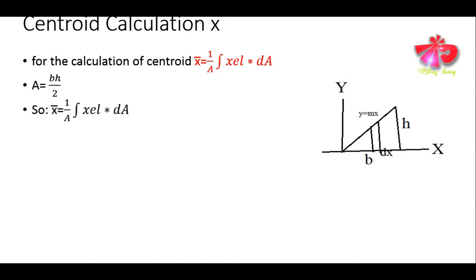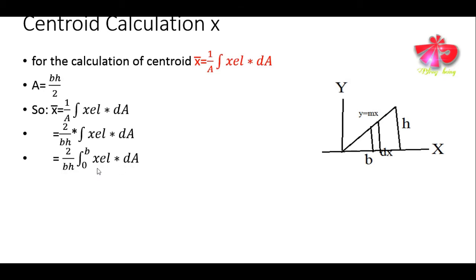So x bar will be 1 by A integration of x elemental into dA, and we need to substitute the value of A in this expression, so that we will get 2 by bh integration of x elemental times dA. We need to put a limit, because this figure runs from a certain origin to a certain endpoint. In this case we have taken the strip along the x direction, so the limit will be along the x direction, 0 to b, x elemental times dA.